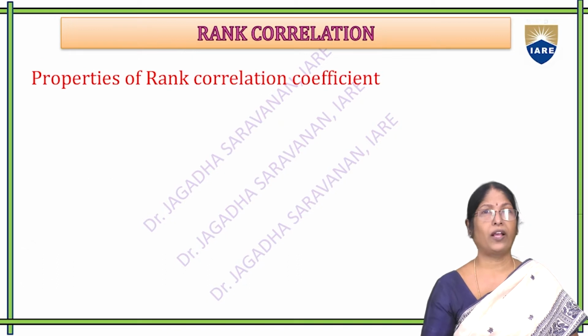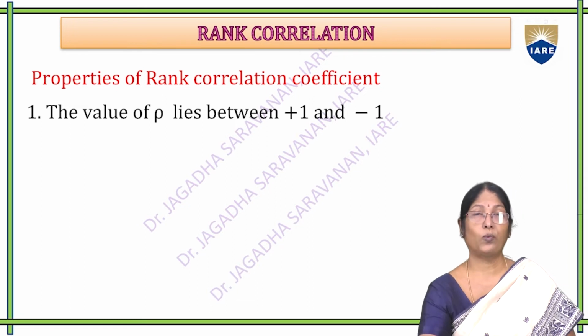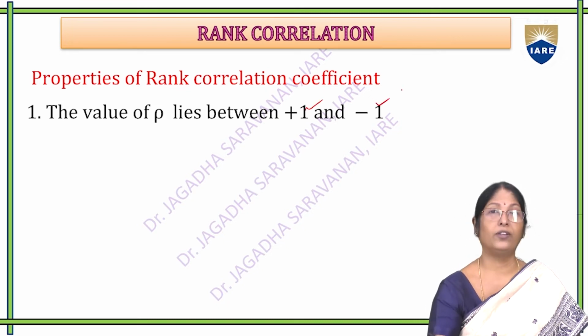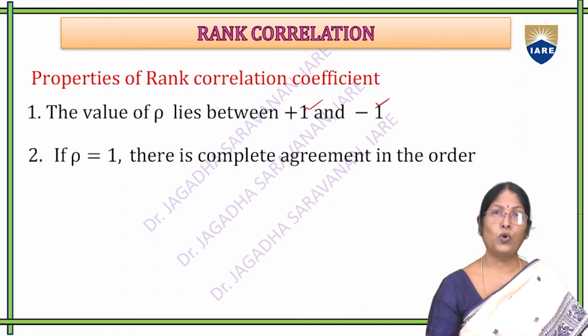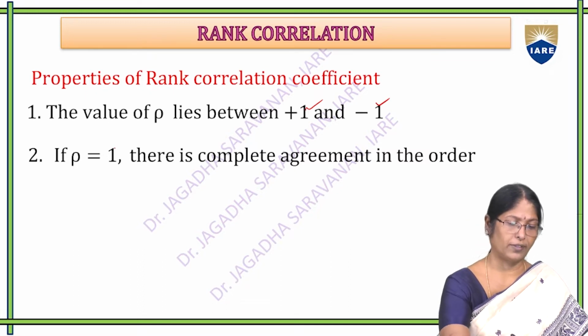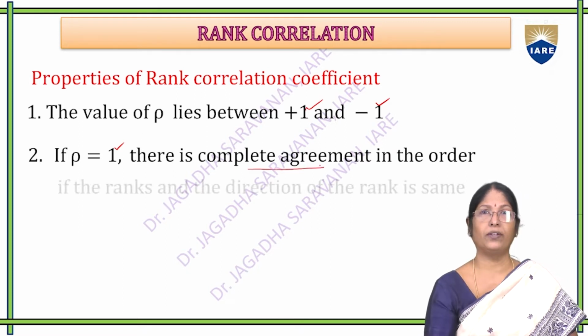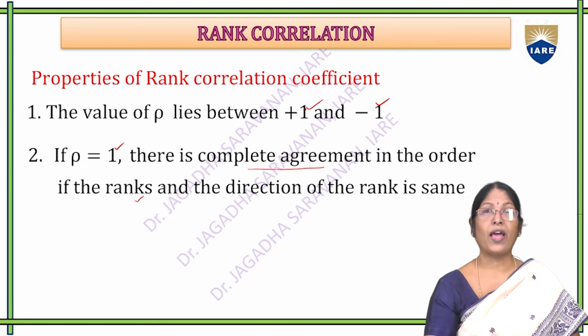Now the properties of the rank correlation coefficient. That is the first one. Just now we discussed how to find the value of rank correlation using Spearman's formula. If you get a resultant value, it should compulsorily lie between +1 and -1. So there are two possibilities, either +1 or -1. Suppose the value is 1, then it is a complete agreement in the order of the ranks, and the direction of the ranks is the same.